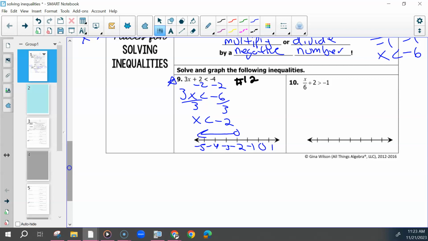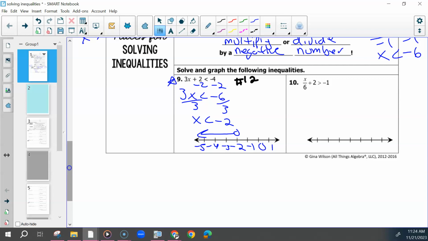Solve. Get your final answer. Graph. Questions on that one? Do we want to see 10 before we go on to the next page? Yes. Alright, so how would we start solving this?